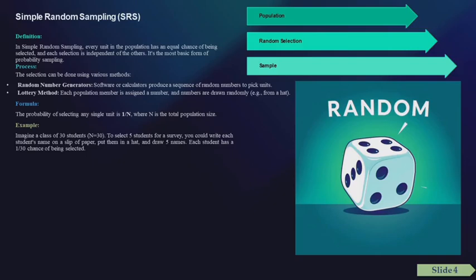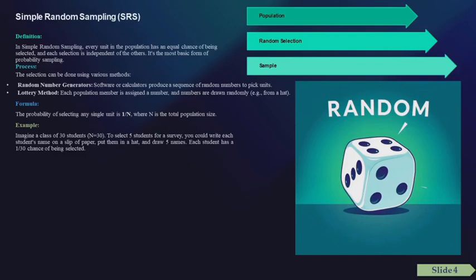Simple random sampling. In simple random sampling, every unit in the population has an equal chance of selection, and each is independent. It is the most basic probability method. The process uses random number generators, like software producing sequences, or the lottery method where numbers are drawn from a hat. The formula is simple. Probability for any unit is 1 of n, with n as population size.